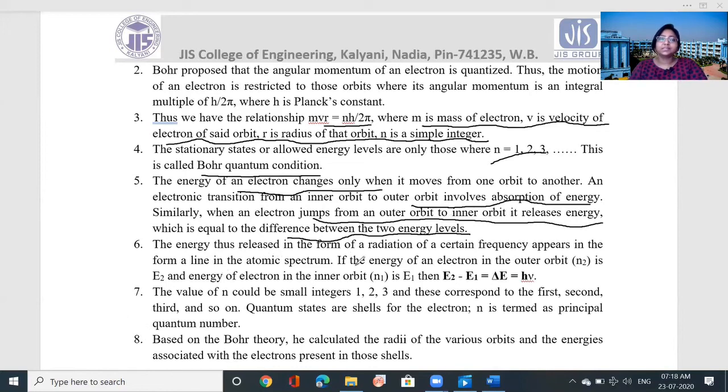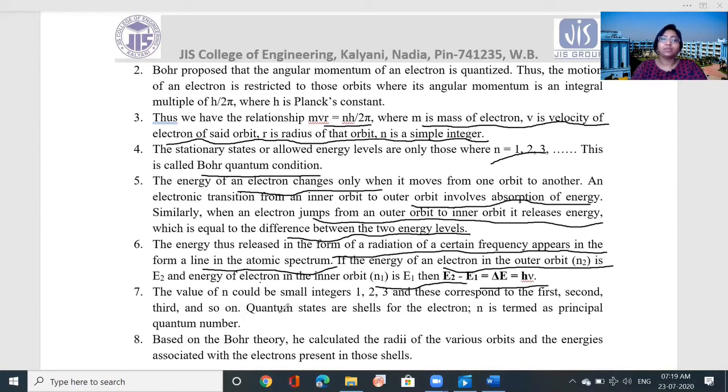The energy thus released in the form of radiation of a certain frequency appears as a line in the atomic spectrum. If the energy of an electron in an outer orbit is E2 and the energy of an electron in the inner orbit N1 is E1, then E2 minus E1 is equal to delta E, which is equal to h nu. That is the difference of the energy levels.